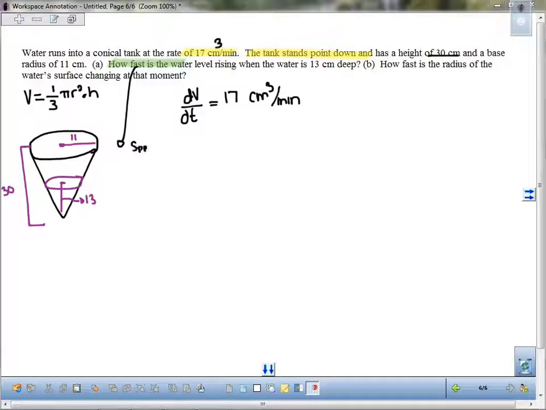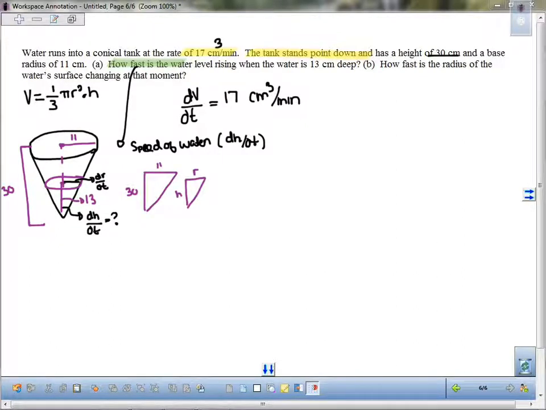I'm going to write the volume. In order to do that, I need to get rid of one of the variables. Since I need to solve for dh/dt, I'm going to get rid of r, because it's also moving. The radius and the height are both changing in the tank. So I'm going to get rid of r using similar triangles.